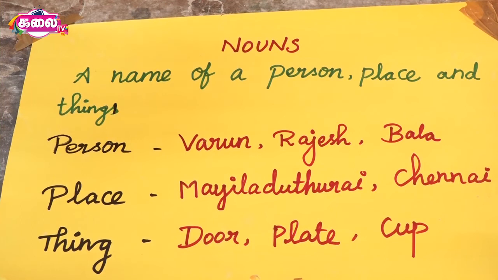And we learned consonants. How many consonants are there? There are totally 21 letters. They are B, C, D, F, G, H, J, K, L, M, N, P, Q, R, S, T, V, W, X, Y, Z. These letters are called consonants, and also we found out the vowels and consonants from those words.